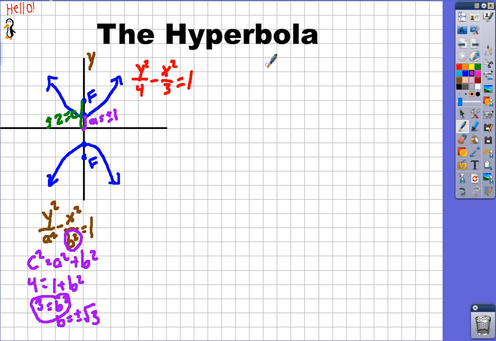Now, in our next example, they're just going to tell us the endpoints of the transverse axis. And those are going to be at plus and minus 3, comma 0. And then they're going to tell us the asymptotes.